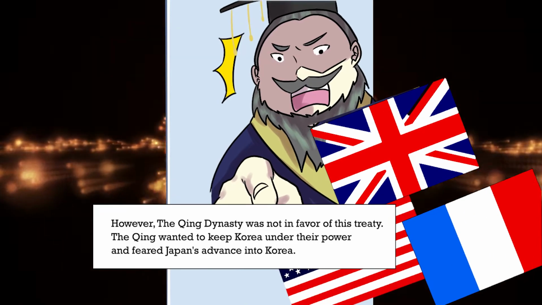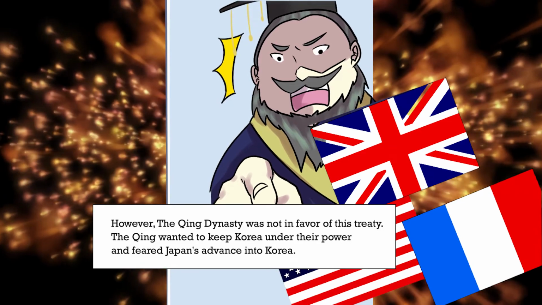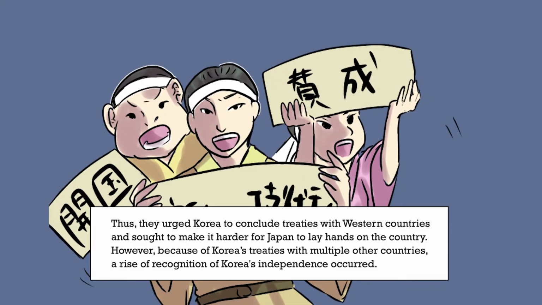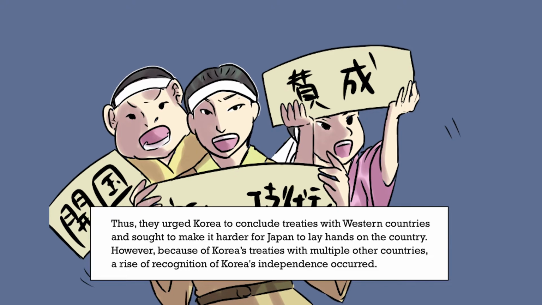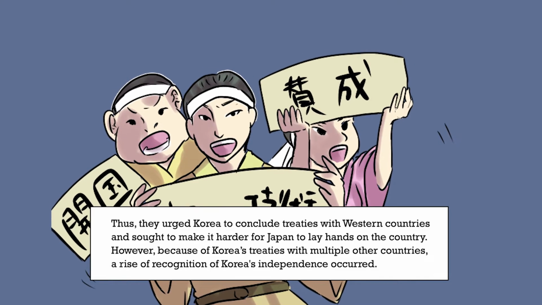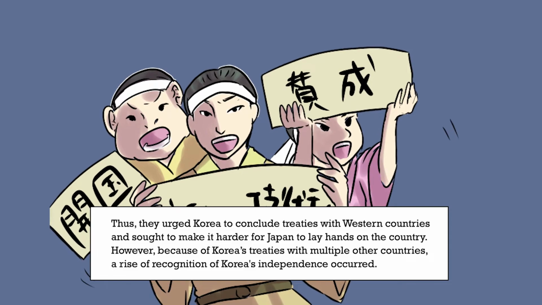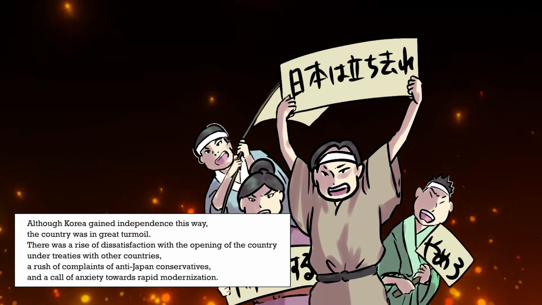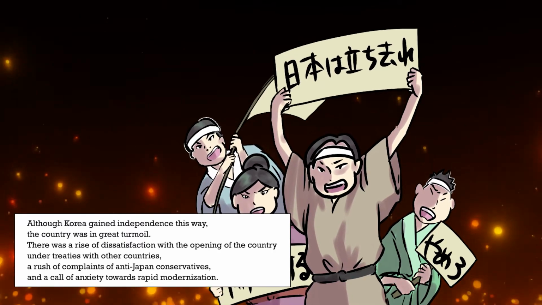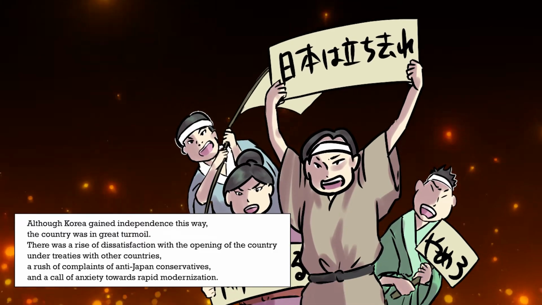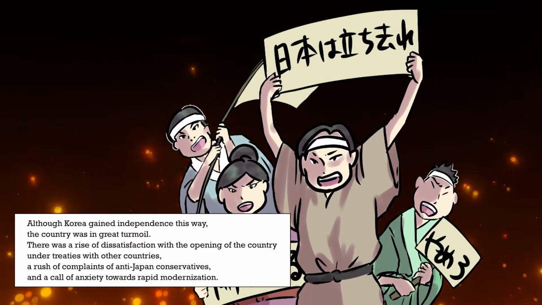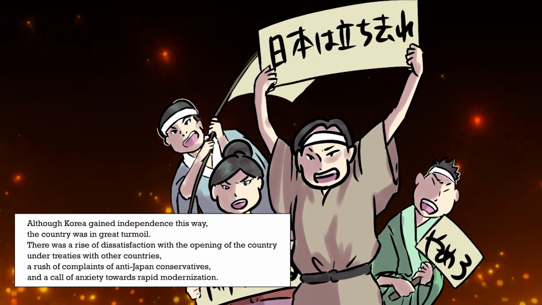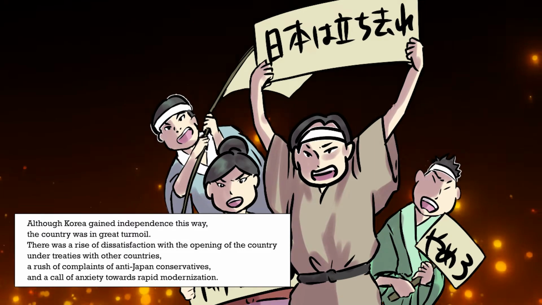The Qing wanted to keep Korea under their power and feared Japan's advance into Korea. Thus, they urged Korea to conclude treaties with Western countries and sought to make it harder for Japan to lay hands on the country. However, because of Korea's treaties with multiple other countries, a rise of recognition of Korea's independence occurred. Although Korea gained independence this way, the country was in great turmoil. There was a rise of dissatisfaction with the opening of the country under treaties with other countries, a rush of complaints of anti-Japan conservatives, and a call of anxiety towards rapid modernization.